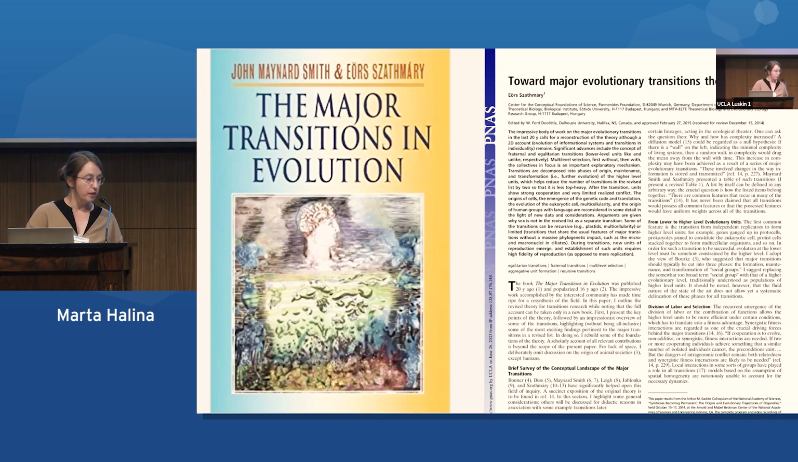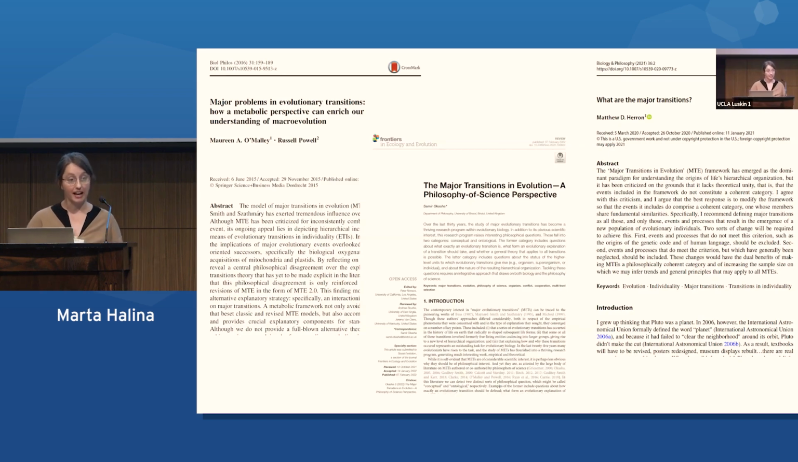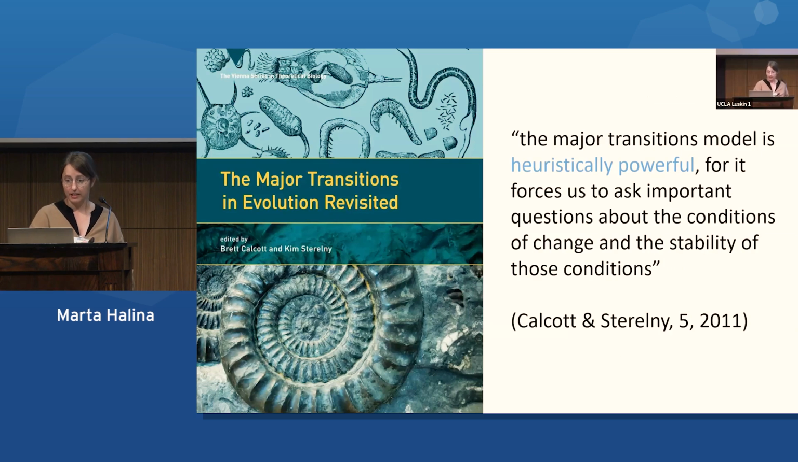Now, I don't think we have to follow the major transitions framework exactly. And there's been much discussion in philosophy of science about how to understand major transitions in evolution. Two of these papers are quite recent, and I think it's becoming a topic that people are re-engaging. What is a major transition? How should we understand it? Should we limit the term to certain events, and if so, which events? But I like Brett Calcott and Kim Sterelny's point that the major transitions model is heuristically powerful, for it forces us to ask important questions about the conditions of change and the stability of those conditions. So it's in this spirit that we're proposing a major transitions account of cognition.